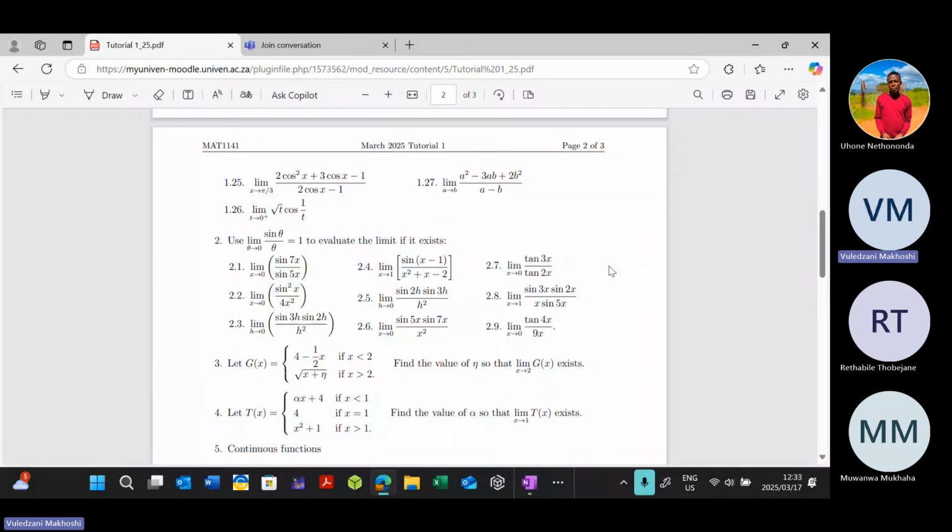I am not sure whether I've already discussed number 2, but with number 2, we just want to make use of the fact that the limit of sine theta over theta as theta approaches 0 is equal to 1. And then we rewrite whatever we're given in such a way that we'll be able to apply this theorem and get the answer. So we can take, say, for argument's sake, number 1.